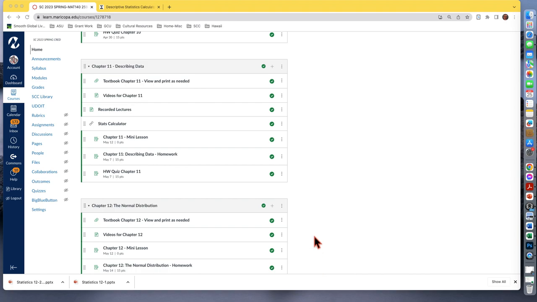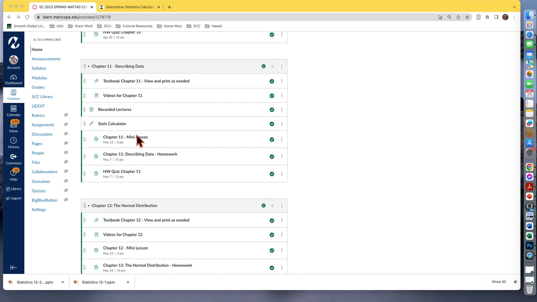Next week, we put all that together and we do what's called the normal distribution, which is done a lot in research. So we won't get too far ahead, but what we do today will also be used next week.